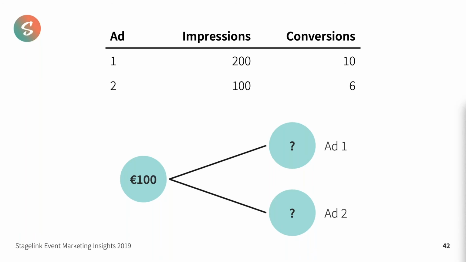So obviously the conversion rate for ad 1 is 5% and 6% for ad 2. And now you have $100 for the day to spend. And you want to think, so how much of this do you allocate to ad 1? How much do you allocate to ad 2? So now you might think, okay, well, ad 2 is better, right? 6% versus 5, so I give all the 100 to ad 2.